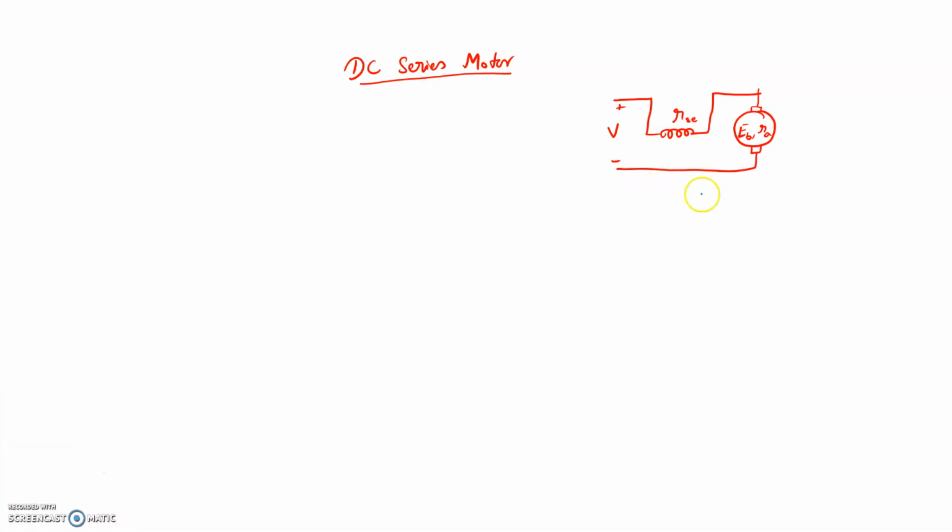So if we apply KVL, the current through it will be IA, and the field current will be the same as IA, and the armature current will again be the same. So if I apply the KVL here, we can write that E is equal to V minus IA RA minus IA RSC. Obviously I can make a shortcut: V minus IA (RA plus RSC).